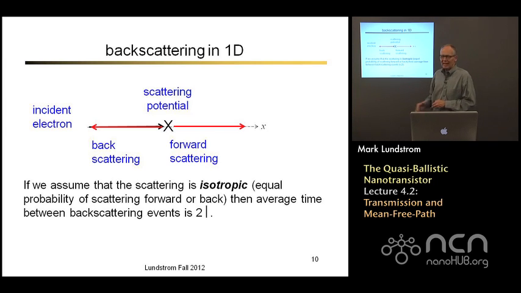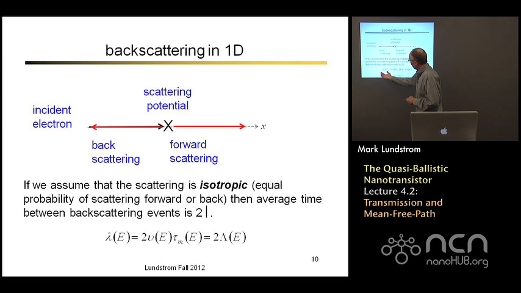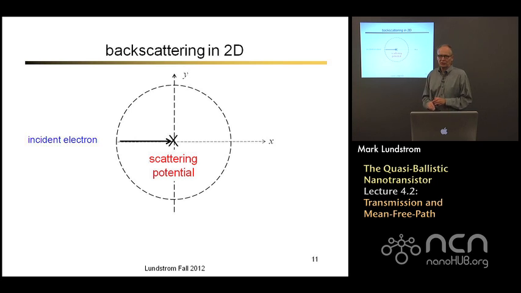So the average time between events that cause a backscattering is not the scattering time, but twice the scattering time. That means that the mean free path for backscattering is twice the mean free path. Okay? So the mean free path for backscattering is always going to be longer than the mean free path for scattering itself. Now it's a little harder to see in 2D. I'll just state the result, but I'll tell you why it occurs. And some of the chapter references discuss this in more detail.